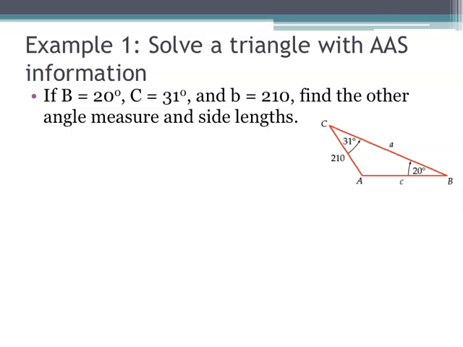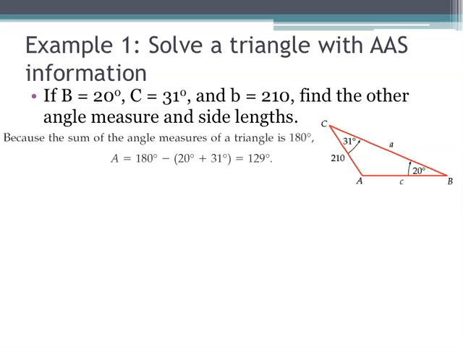So, in this particular problem, it says, find the other angle measure and the side lengths. So, in other words, solve this triangle. So let's go ahead and see if we can find the last angle measure. Well, if we have two of the angle measures already, we can easily find the third angle measure, right? So that's just going to be using the triangle sum theorem. 180 minus the 20 minus the 31 gives us 129 degrees. Okay, so angle A is 129 degrees.